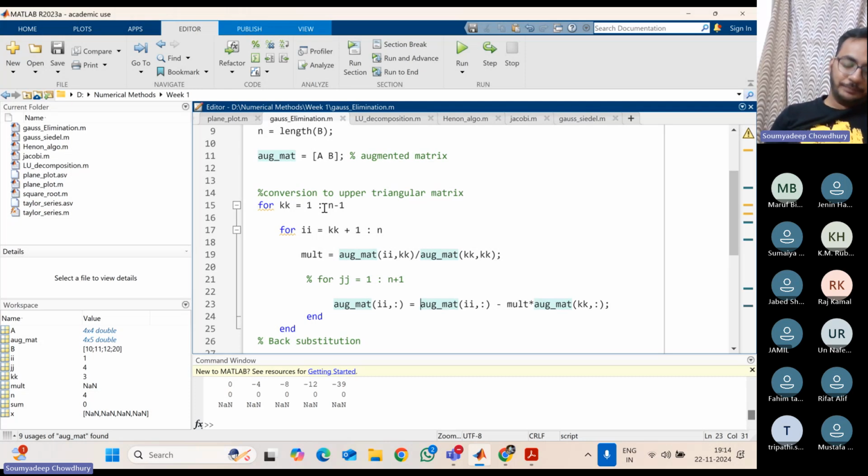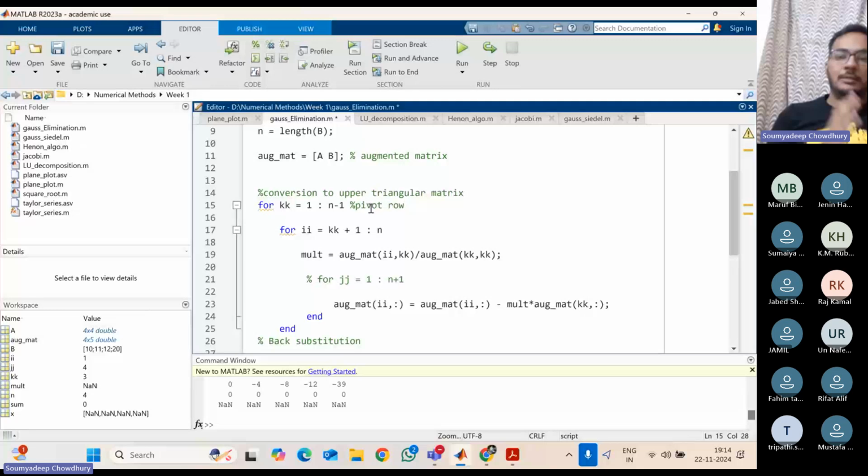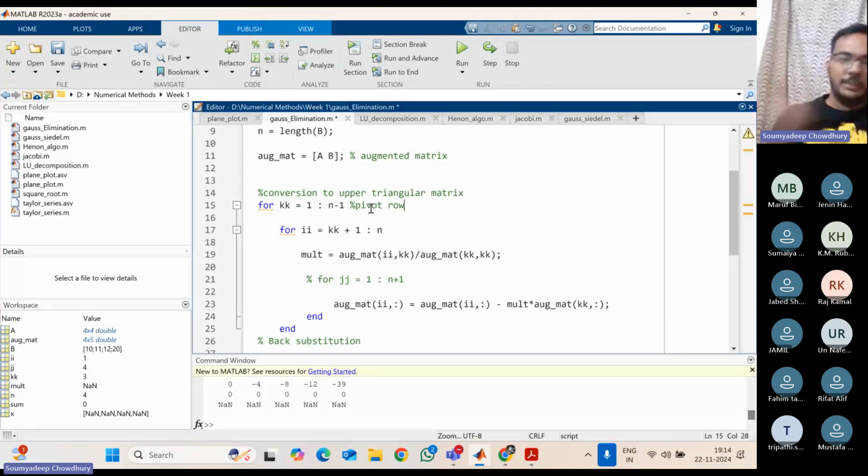Once that is done, again we are changing the pivot row, so then we are changing the pivot row to the second row. Again, for the second row, from the third column, we are updating the elements, because all columns before the pivot row are already updated. So here this ii is always from kk plus 1 to n. If kk is 1, that is the pivot row is the first row, then we start our update from the second column. Is this clear?